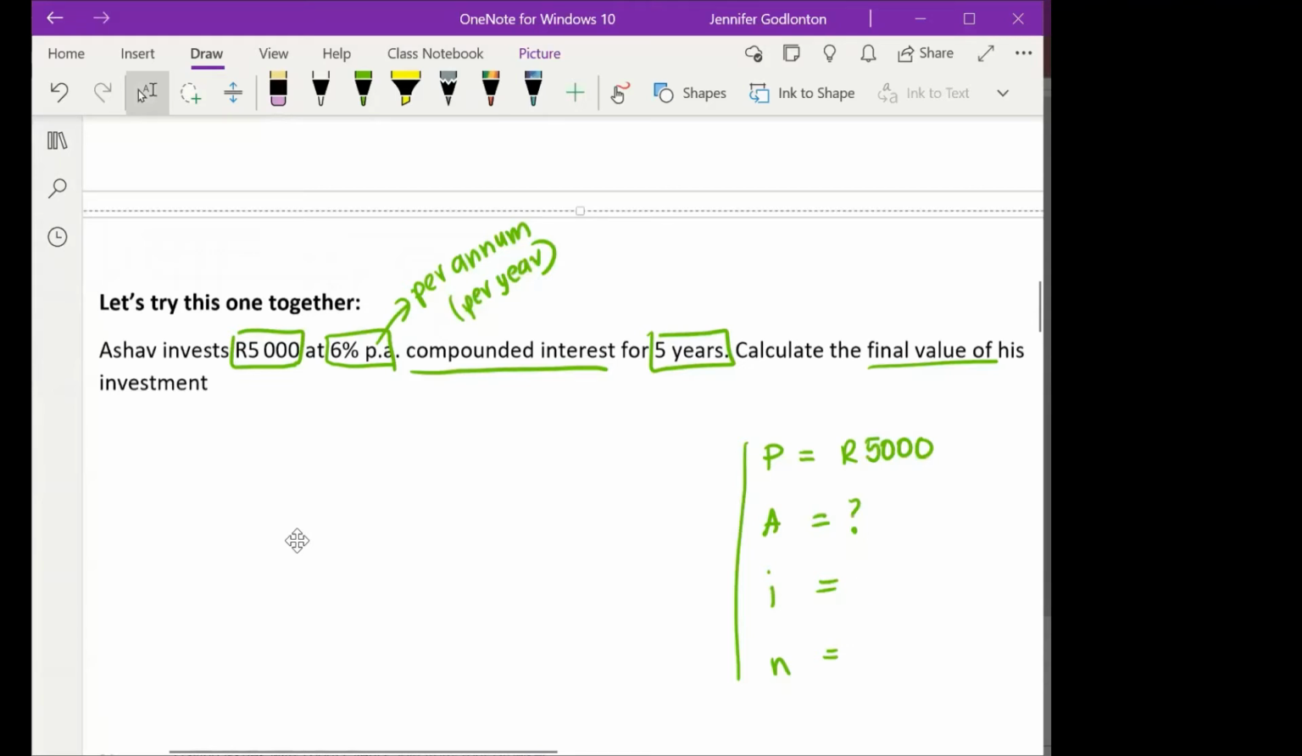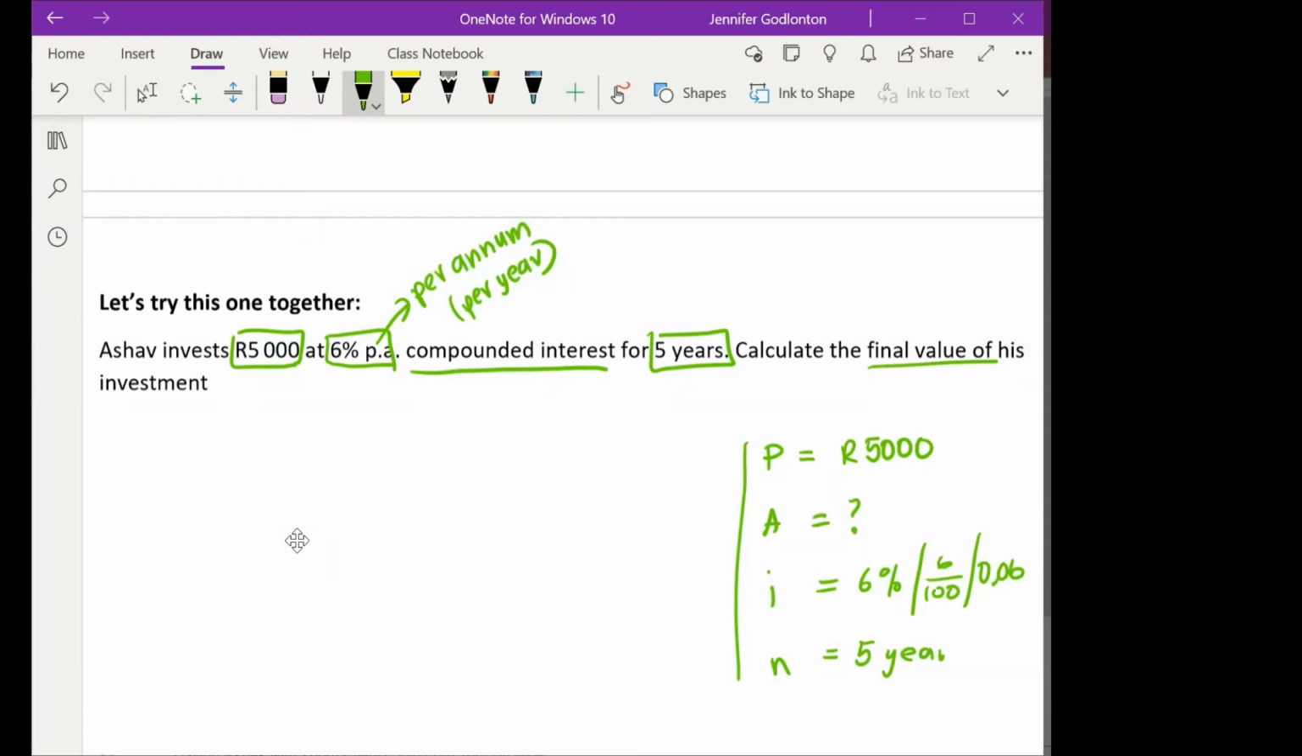Good, Keon. Excellent. Okay, 6%. And remember, if you're going to struggle with that as a percentage on your calculator, you can write 6 over 100, or you can write 0.06. Just make sure you use one of those. And N, what is my time period? 5 years. Yes, nice.